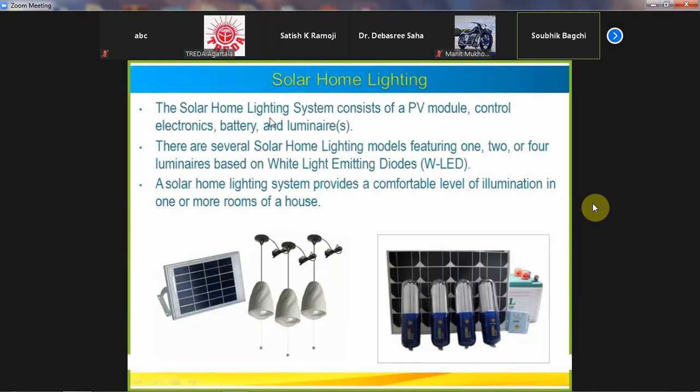Solar home lighting system. This is the home lighting system in various capacities. You can make it a 37-watt home lighting system. Several home lighting systems.